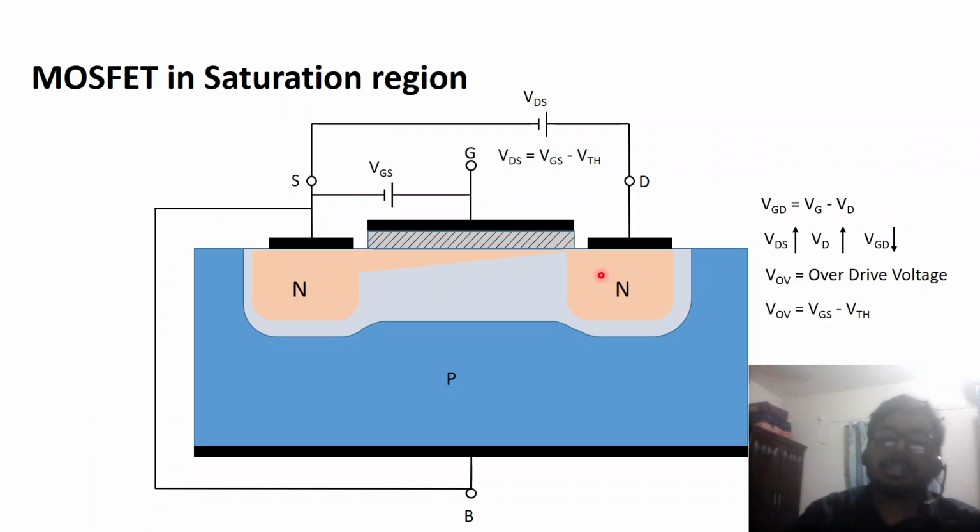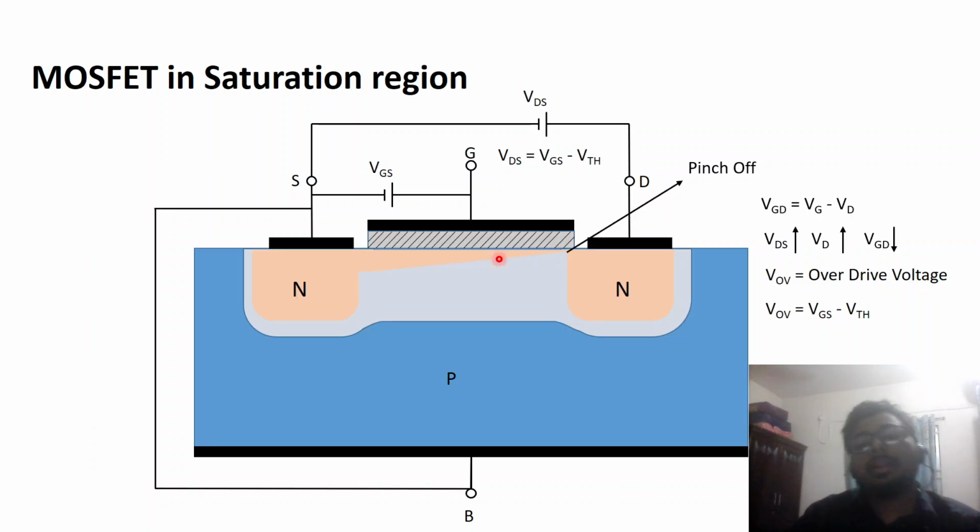At some point the channel on the right side becomes a point which is known as a pinch off point, and this occurs when the VDS is equal to the VGS minus VTS. VGS minus VTS is known as overdrive voltage. If VDS becomes equal to the overdrive voltage, then the channel on the right side is nothing but a point. If we increase VDS further, then this pinch off point will shift toward the left side.